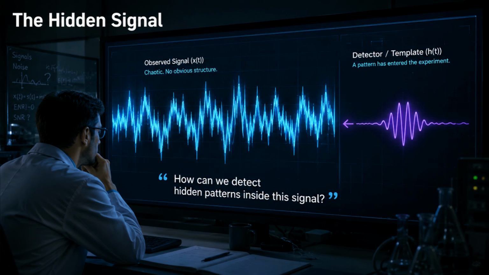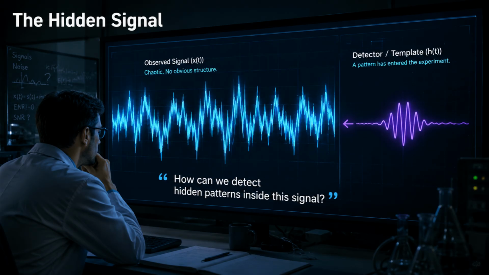Before the scientist appears, a chaotic signal. Its oscillations rise and fall without obvious structure. At first glance, the waveform seems random, but hidden inside the noise may exist meaningful patterns waiting to be discovered.